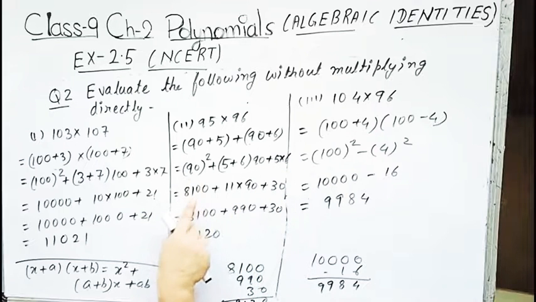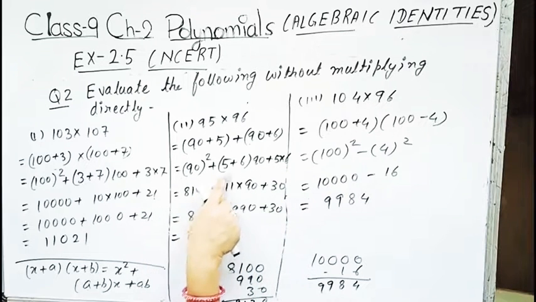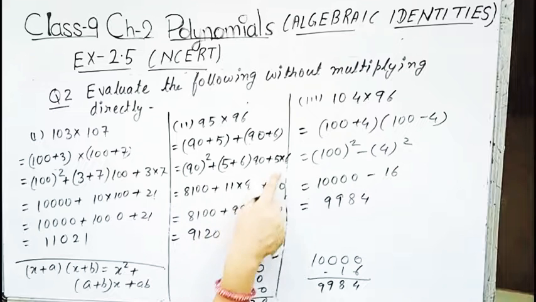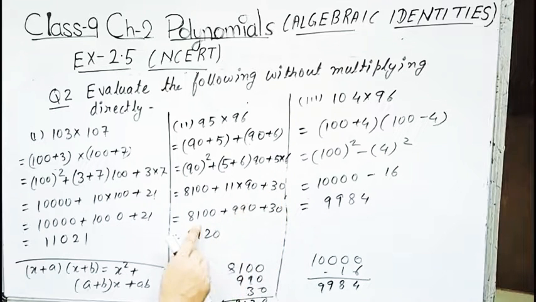So 90 square is 8100. 5 plus 6 is 11, and 11 into 90 is 990, and 5 into 6 is 30. So 8100 plus 990 plus 30 equals 9120. I have shown the addition over here.